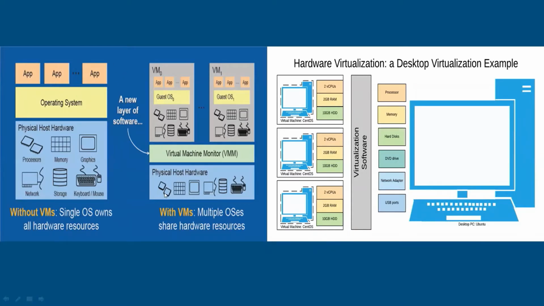Here you can see the difference between a normal traditional computer system and a virtual machine. Here the virtual machine monitor gives the guest operating systems access to the physical computer hardware, while in the traditional system, the operating system is responsible for providing access and allocation of resources to the applications which are running on it.